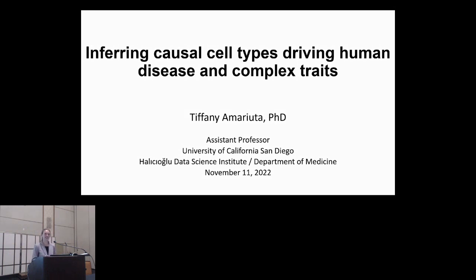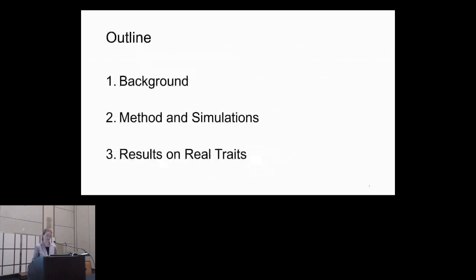So I'm really excited to talk to you today about a project that I worked on during my postdoc with Alkes Price. And then I can briefly also talk about my future directions for my group if that's of interest. I'm obviously recruiting graduate students and postdocs since I just started. So today I'm going to talk about inferring causal cell types driving human disease and complex traits.